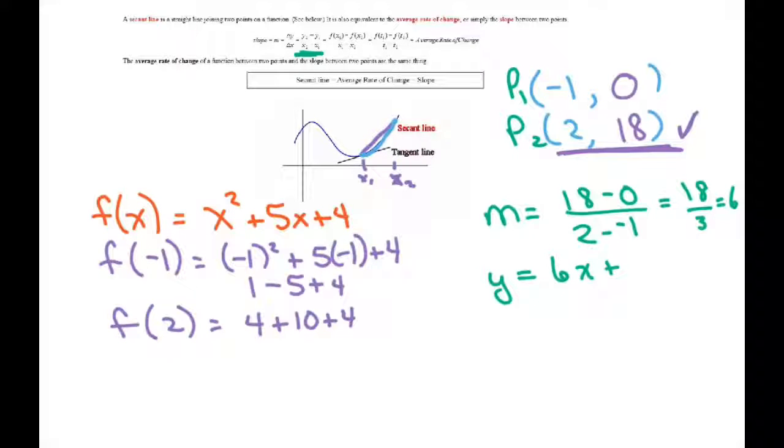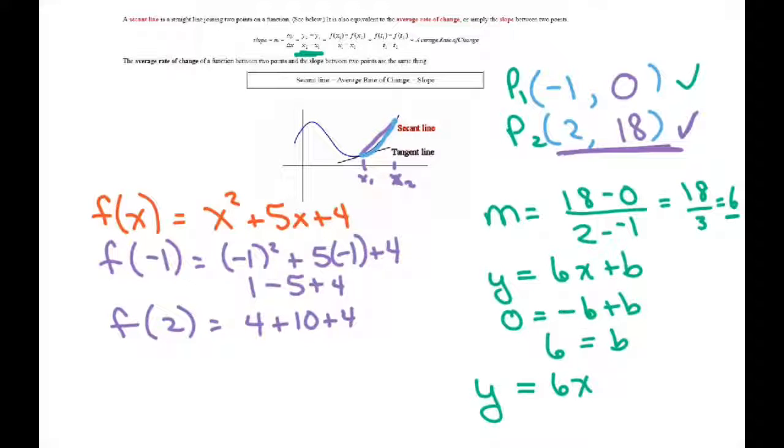So if you write for your equation of the secant line, we're just going to use y equals mx plus b, where our slope is 6. Plug in one of these points. I'll plug in (-1, 0), so I get 0 equals -6 plus b. So clearly b is 6, because -6 plus 6 is 0. So our equation of our secant line is y equals 6x plus 6.